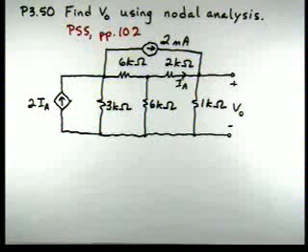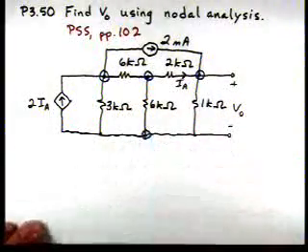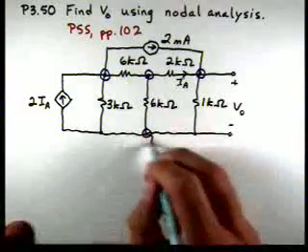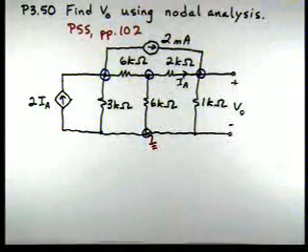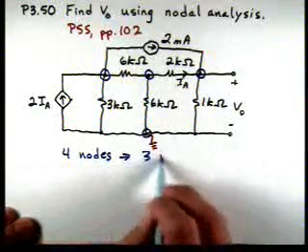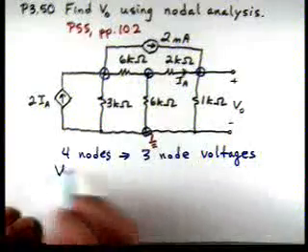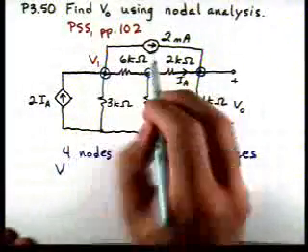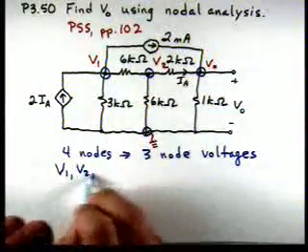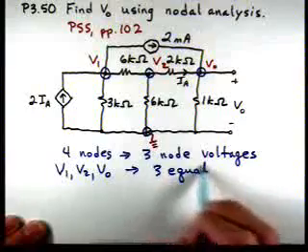So let's start off identifying our nodes. 1, 2, 3, 4. That whole thing on the bottom is a node. Let's pick the bottom node as a reference. So in our circuit, we have 4 nodes. We picked one as a reference. That gives us 3 node voltages. And those node voltages, let's label them on the diagram as V1, V2, and V0. That means we're going to have to write 3 equations.